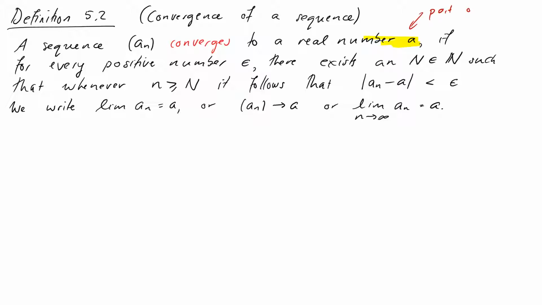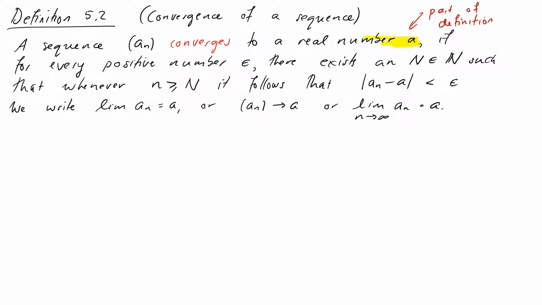Okay, so the definition of convergence does not involve finding this number a. It has to be specified, part of the definition. If, for every positive number epsilon, there exists a natural number n, such that whenever n is greater than or equal to n, it follows that the absolute value of an minus a is less than epsilon, and then we've got some notation to use.